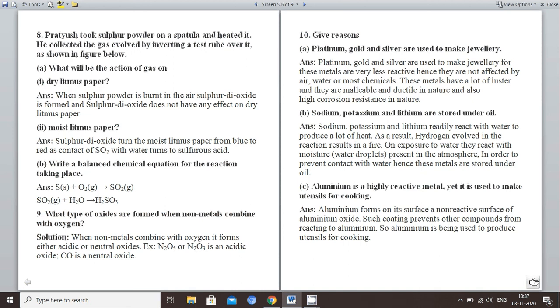Okay, next, write a balanced chemical equation for the reaction: sulfur plus oxygen gives you sulfur dioxide, SO2, and when this SO2 reacts with water it will form H2SO3, that is sulfurous acid. Okay, I hope question number 8 is clear to you.